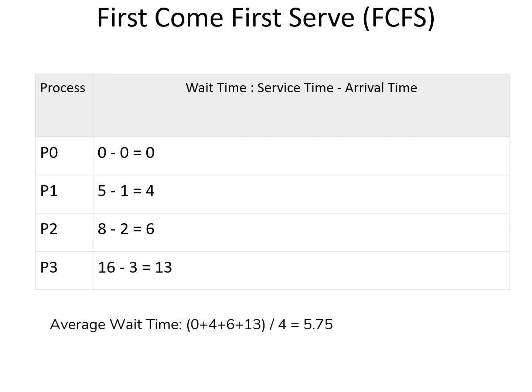We get the sum divided by 4. Why do we divide by 4? Because we have 4 processes: 0, 1, 2, 3. Divided by 4, we get 5.75. So this is the average waiting time of first come first serve.